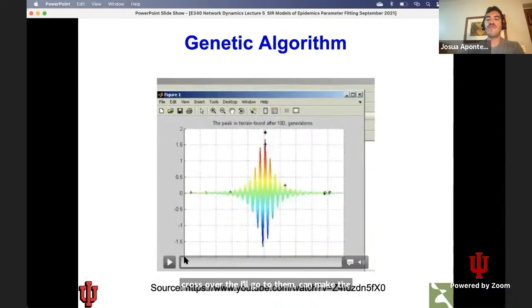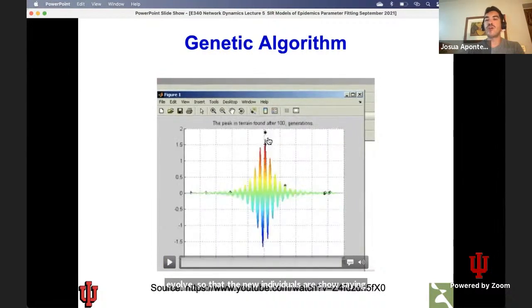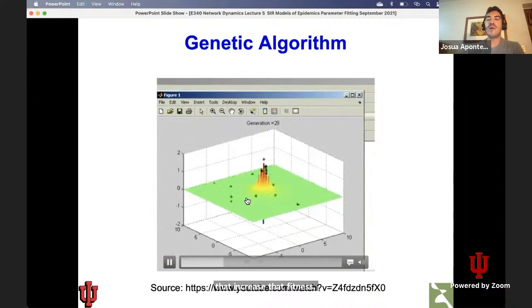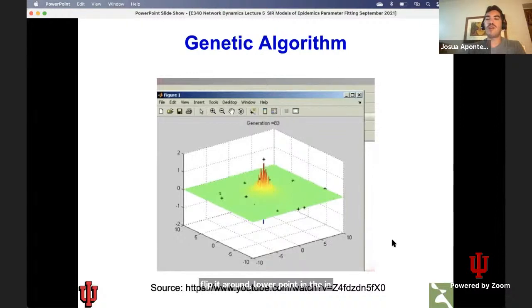Then, using ideas such as mutation, selection, and crossover, the algorithm can make the population evolve such that new individuals are chosen with increased fitness, which corresponds to higher points in the parameter landscape, or in this case higher, but you can flip it around, lower points in the parameter landscape.